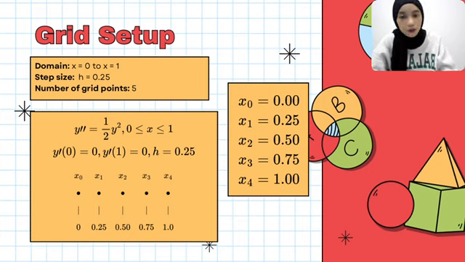Now looking at the grid map on the slide, our boundaries are fixed at x0 equals 0 and x4 equals 1. This leaves us with 3 critical interior points, which are x1 at 0.25, x2 at 0.5, and x3 at 0.75. Our ultimate goal is to calculate the unknown values of y at each of these 5 specific coordinates. Now, let's look at how we set up the algebraic equations for this.